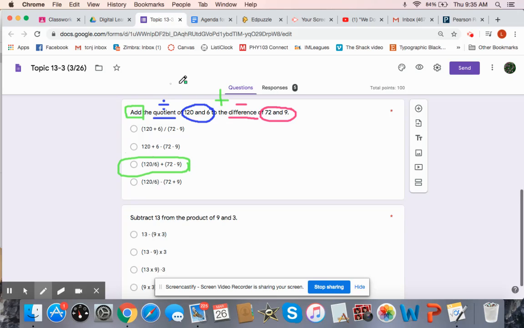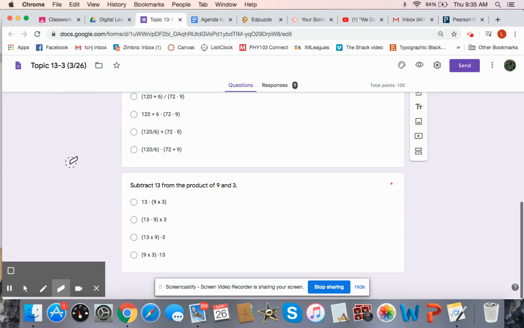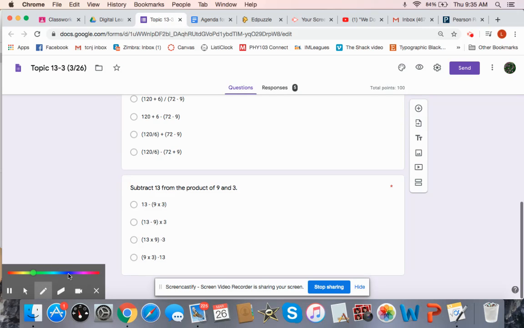So this had a lot of words, and you just kind of had to break it down into chunks. All right, the last one, it says subtract 13 from the product of 9 and 3. So product means multiplication, and so that means we are multiplying 9 and 3.